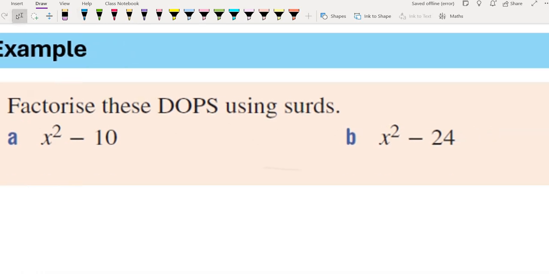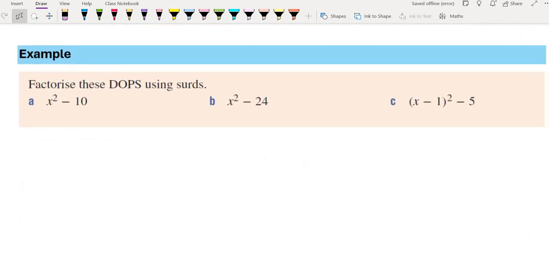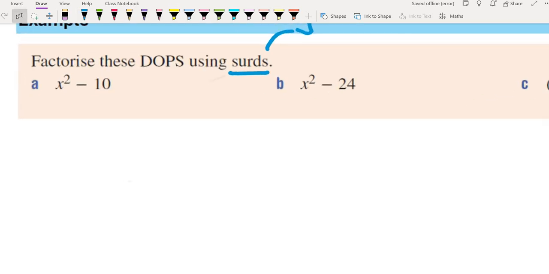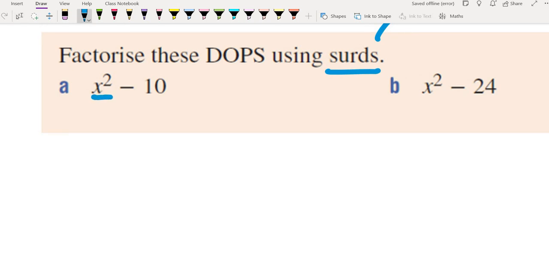Now, in this example, we're using DOPS again, but this time we're using surds. Surds, in general, you can think of as square roots. So over here, we have x squared, which is nice. But here we don't have something squared. No whole number squared is going to give you 10, because 3 squared is 9, and the next one up is 16. So nothing's going to give you 10.